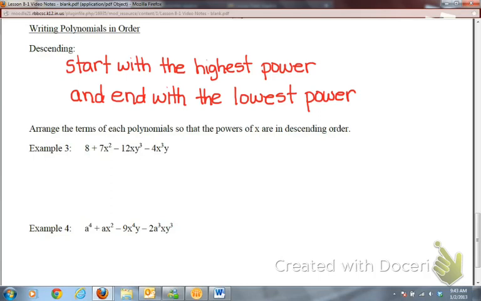So the directions here say arrange the terms of each polynomial so that the powers of x are in descending order. Now, it is important that you know that we're talking about the powers of x, especially in example number 4, when you have 2 or 3 different variables. You might think, well, what variable am I supposed to go by? And we usually just go by the powers of the x letter, the variable x.